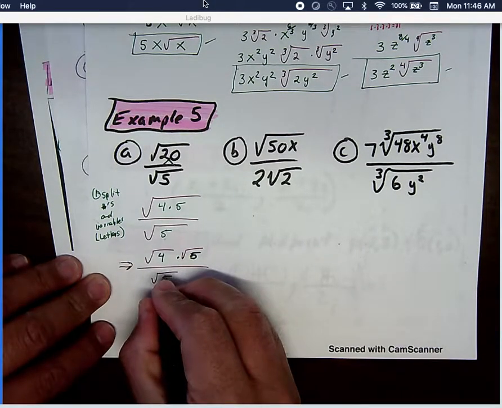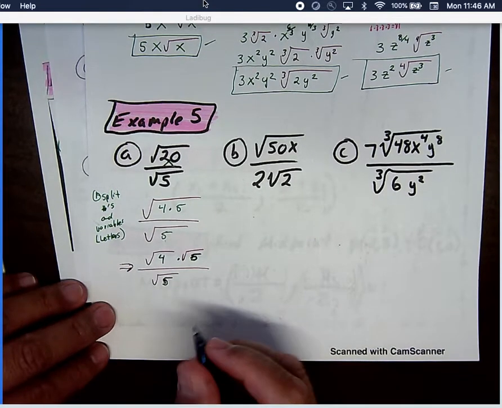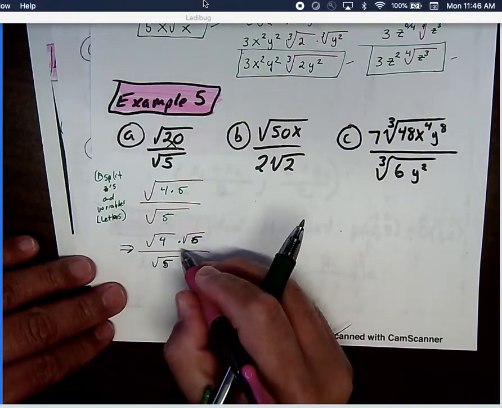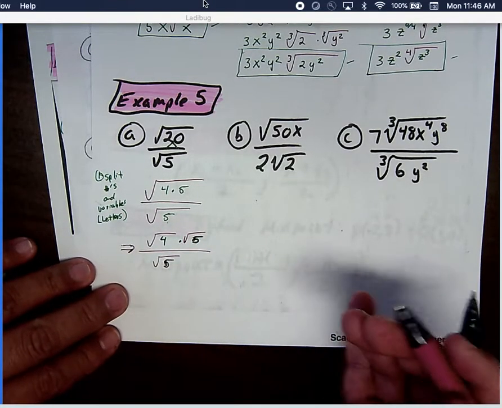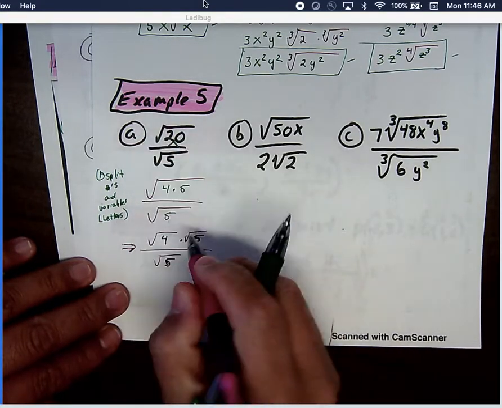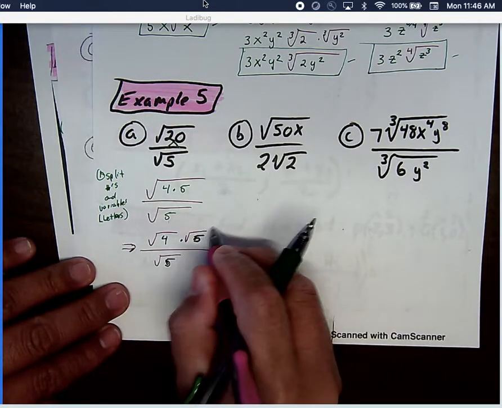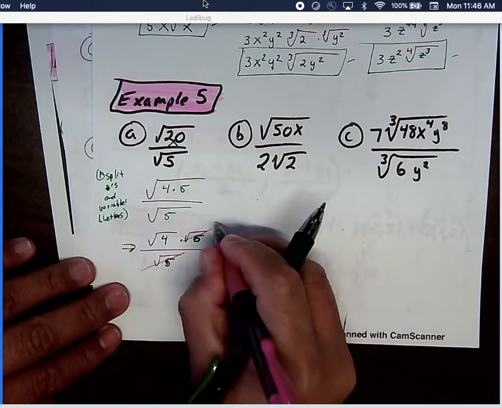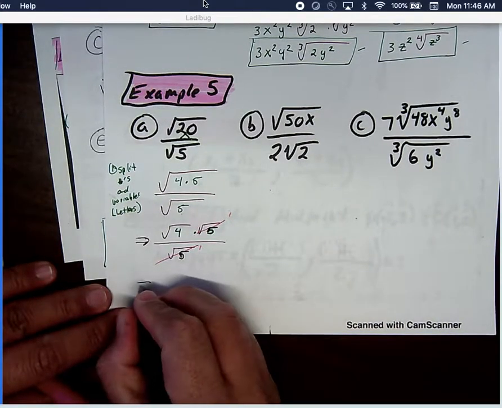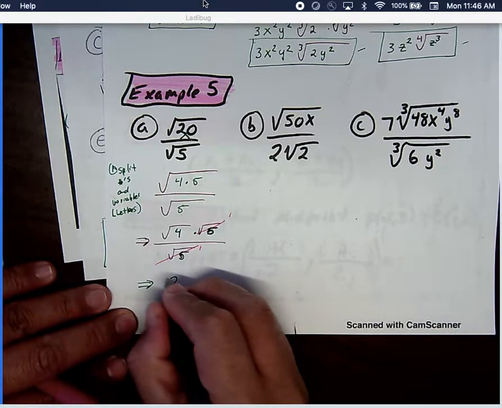And this is going to work beautifully if you notice, because you're going to apply what we learned in the previous lesson, where you can simplify vertically. So square root of 5 over square root of 5 becomes a 1. These things become a 1. We don't have them anymore. Square root of 4 would be 2. That's the answer.